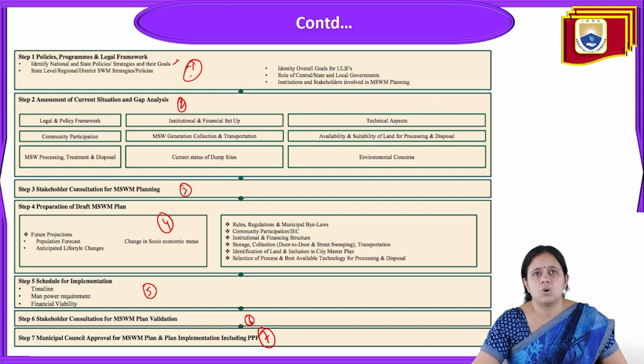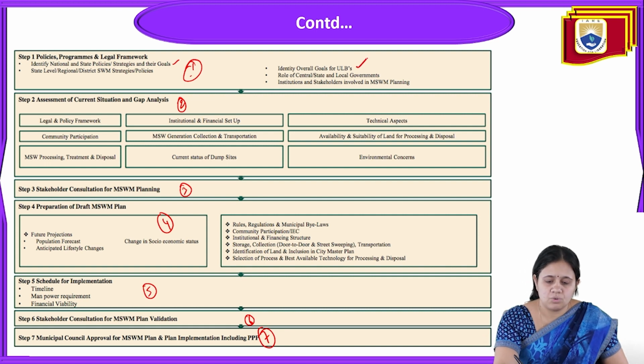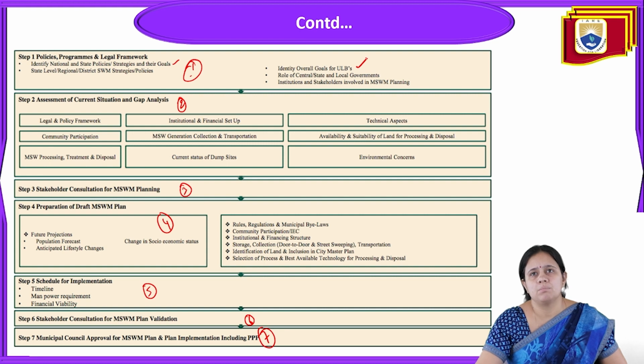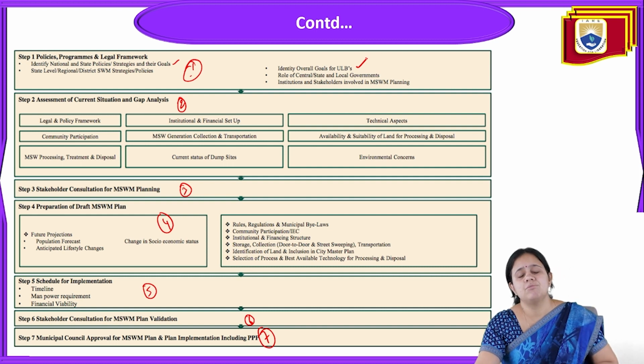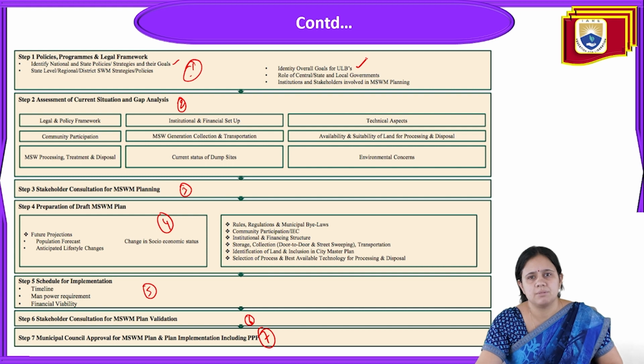Then state level, regional, or district solid waste management strategies or policies. Next point is to identify overall goals for the urban local bodies, and the role of central, state and local governments, institutions, and stakeholders who will be involved in municipal solid waste management planning.